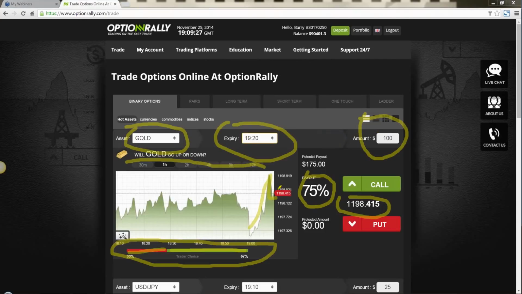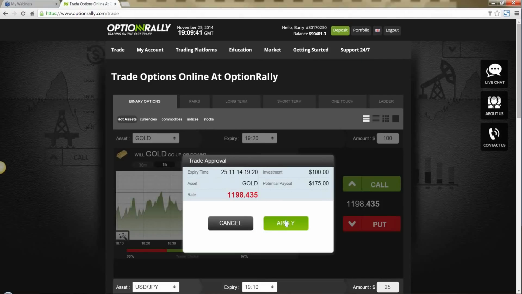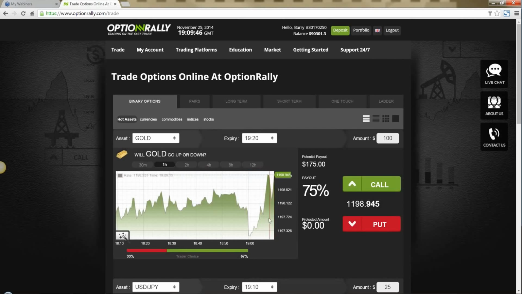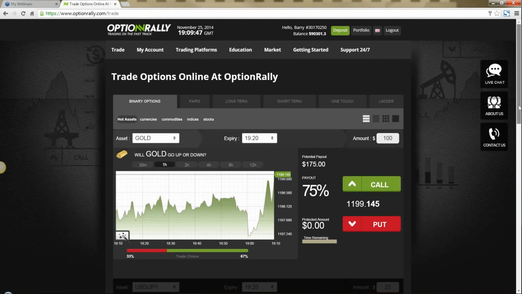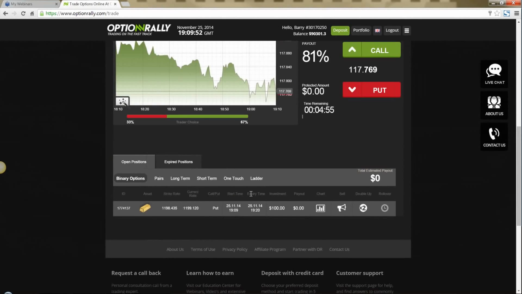So we see gold has popped up, come down. We think over the next 11 minutes that gold is going to continue coming down. It's the end of the trading day. Markets are getting ready to close down. So we're going to take a put. We're going to click on the down arrow, click on apply, click on approve, and we've opened a position. And if we scroll down on our screen, we can see our trade management window, which is just at the bottom of our screen. And we can see we opened a position in gold.